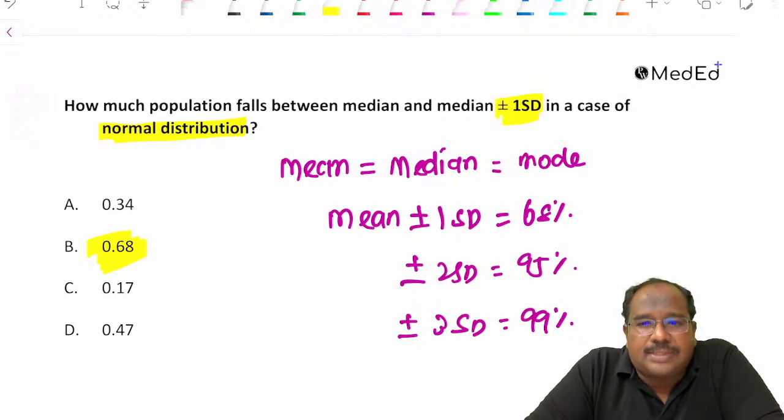You know that it's a bell-shaped, bilateral symmetrical curve. The area of the curve is 1. The maximum area of the curve is 1. Mean, median, mode, all are the same.